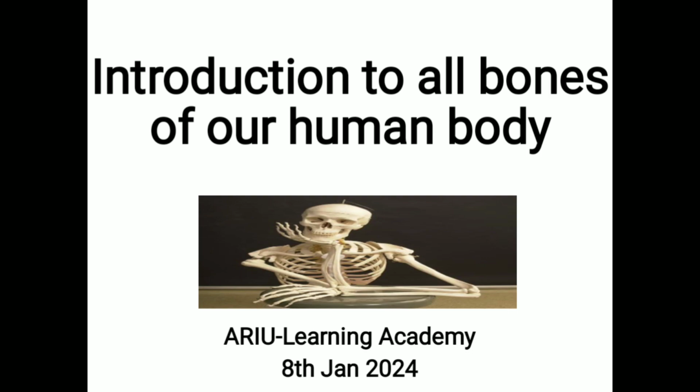So the first question that comes in exams is: how many bones are there in the adult? Our adult human body has 206 bones. And in the pediatric, we have approximately 300 bones. So what is the number of adult bones? That is 206. And what is the number of pediatric bones? Approximately 300.